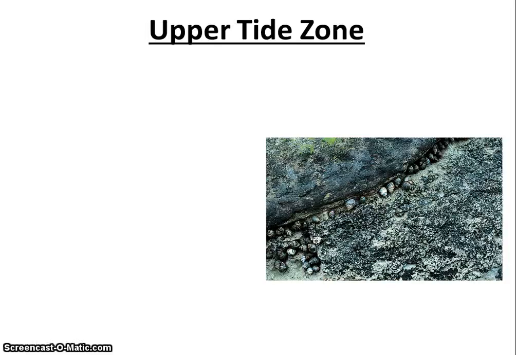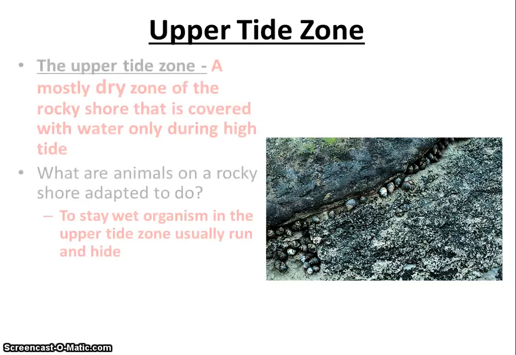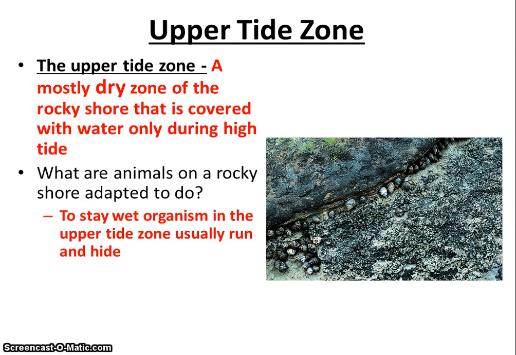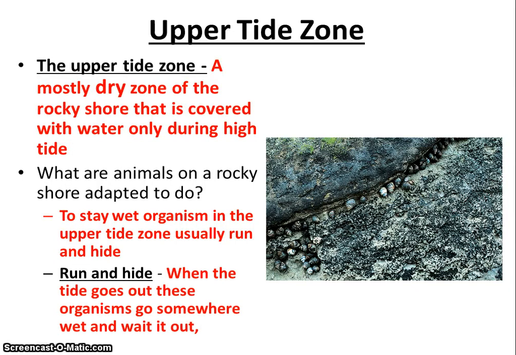The first zone I want to talk about is the upper intertidal zone. The upper intertidal zone, like I said, is an area that's covered with water only during high tide. As a result, it spends most of the day completely dry. Organisms in this area need to be very, very well adapted at resisting drying out. The most common way that organisms do resist drying out in this area is an adaptation that I'm going to call running and hiding. Organisms in this area usually are mobile.